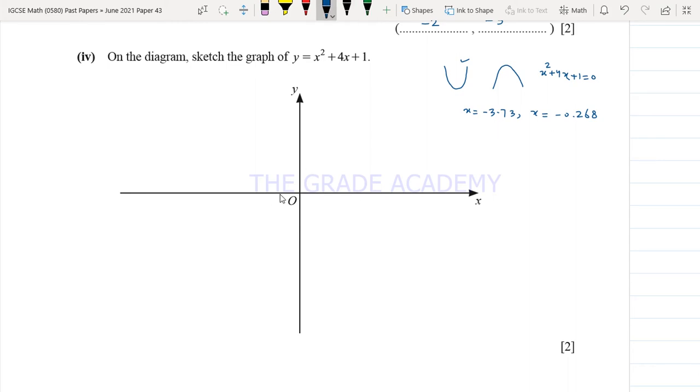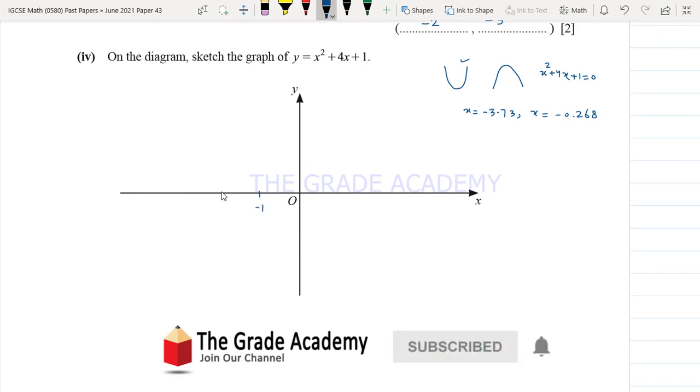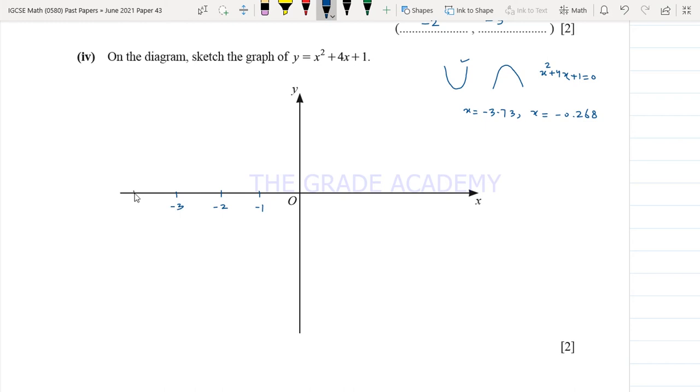So let us plot these two values. This is minus 1, minus 2, minus 3, and this is minus 4. So minus 3.73 is somewhere over here, and minus 0.268 is somewhere here. Here the constant term is 1, so this is the value where the graph crosses the y-axis. This is the y-intercept, the value where the graph will cross the y-axis, which is 1. So the graph will cross the y-axis over here, and the x-axis over here and here.